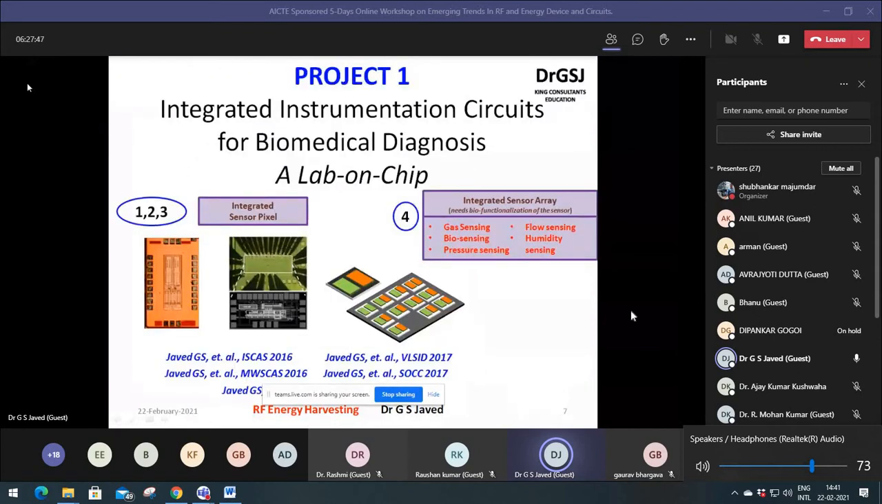A quick overview of the 5 projects which I have done before or am doing currently. This is part of my PhD work, where we designed and understood integrated instrumentation circuits for biomedical diagnosis. This was the main PhD work, where we did arrays for gas sensing, biosensing, and pressure sensing, along with flow and humidity sensing. Here you have the silicon outputs, the silicon die shots.